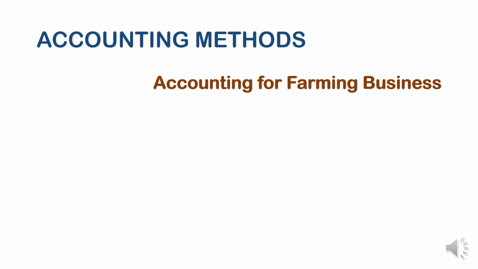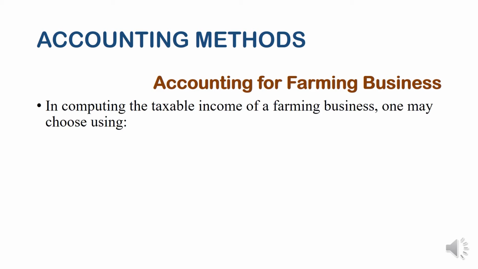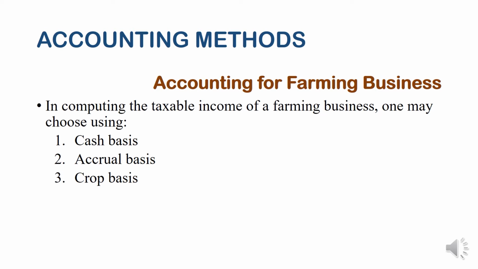So how do we compute the taxable income of a farming business? One may choose using the following methods. There are three methods used in accounting for farming business. Number one is the cash basis. Second, we have the accrual basis. And the third, we have the crop basis. Take note that the cash basis and accrual basis have been discussed already in our previous videos. So in this video, we will focus more on the crop basis as accounting method for farming business.